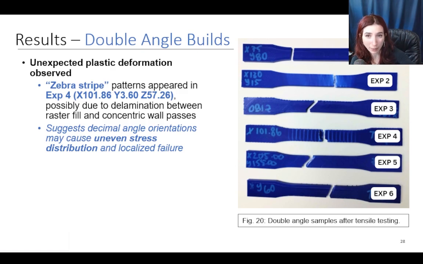One thing we didn't expect was some of the plastic deformation we would observe on our parts. For example, experiment 4 in this photo showed zebra stripe patterns. Our build orientation included decimal angles, which probably gave us the zebra stripe pattern due to delamination between our raster fill and our two wall passes that we use. This suggested to us that decimal angle orientation can cause uneven stress distribution and localized failure.